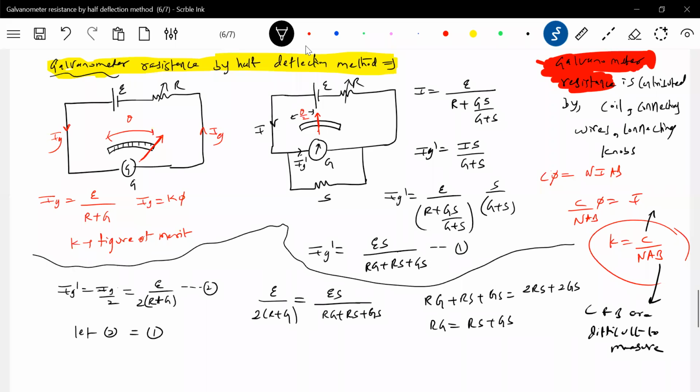G is the unknown thing which has to be determined. Therefore this will become R minus S. G is equal to RS. So what is the final value of G? RS by R minus S.